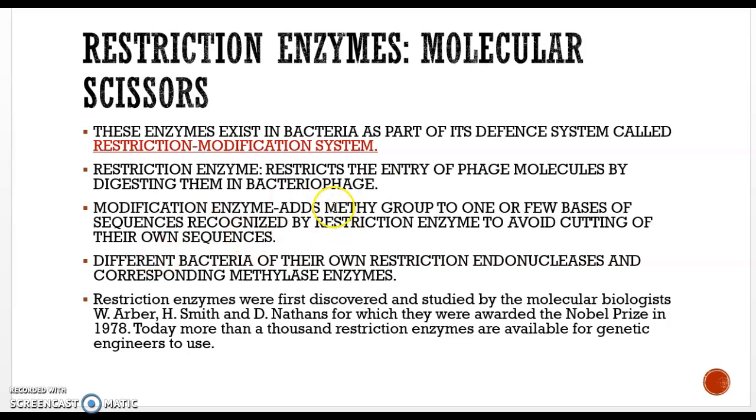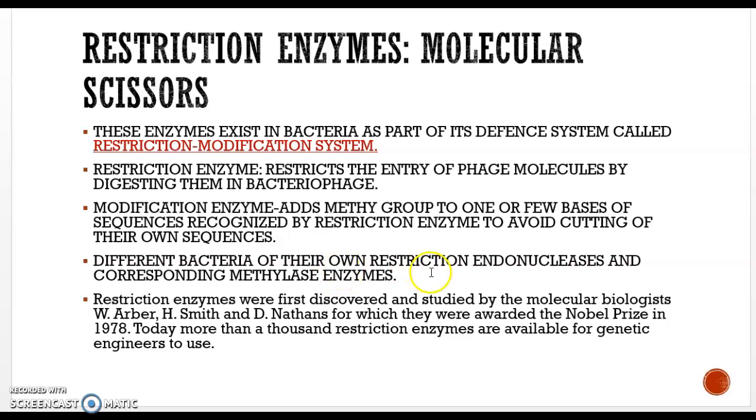Then the modification enzyme adds a methyl group to one or a few bases of the sequences which are recognized by the restriction enzyme, to avoid cutting their own sequences. This is how the host DNA is protected, because the restriction enzymes must have those recognition sequences inside the host DNA also. Now, to prevent our own DNA, the bacterial DNA, from digestion, a methyl group is added.